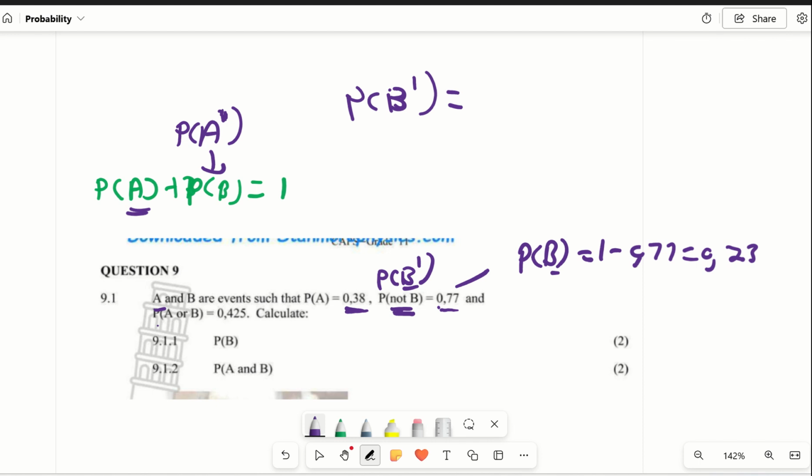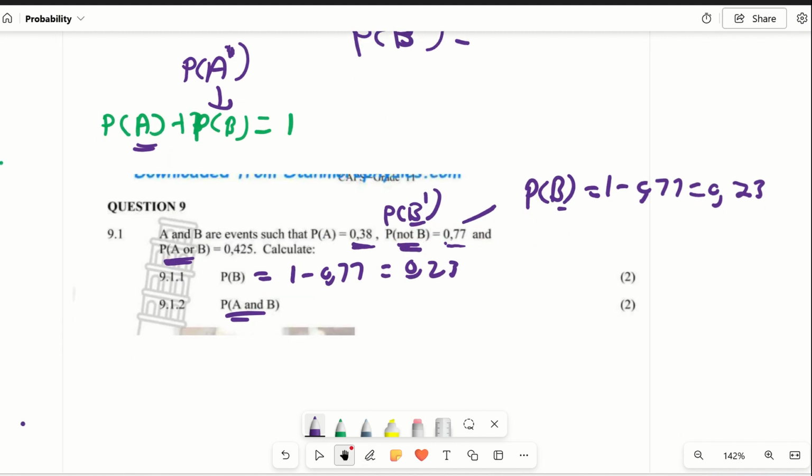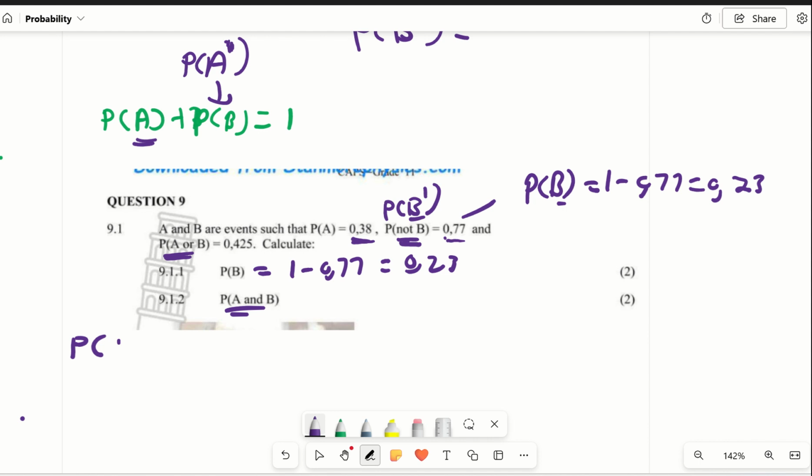Okay, proper stuff. The probability of A or B is 0.425. Calculate the probability of B. Probability of B is just 1 minus 0.77 as we've done already. That's 0.23. Easy probability. And what is the probability of A and B? You guys remember I told you you must know this classical formula for probability. Probability of A or B, remember that you can represent this as U. This represents or. Then the probability of A or B is equal to probability of A plus probability of B minus the probability of A and B.